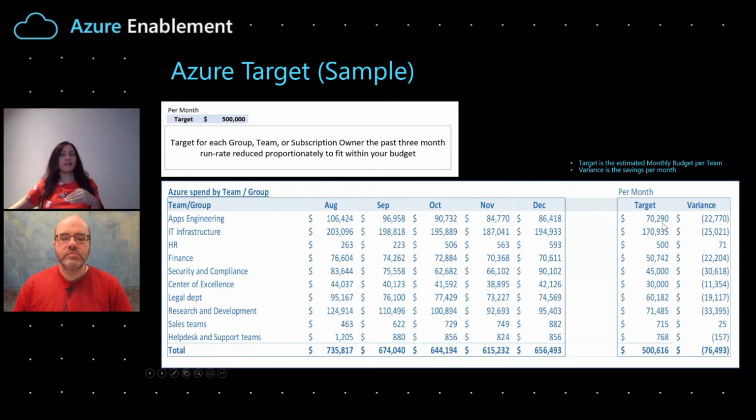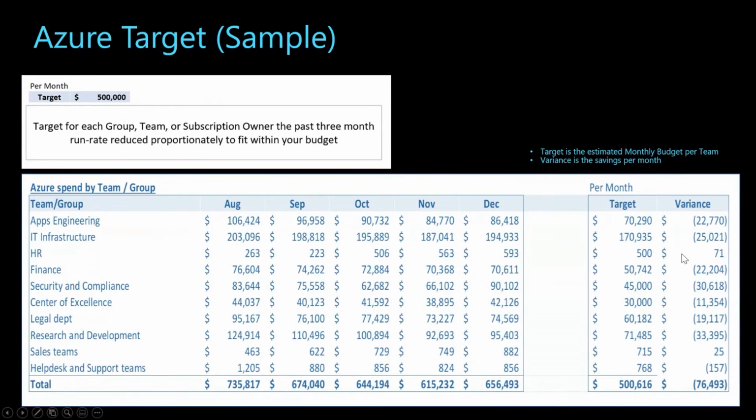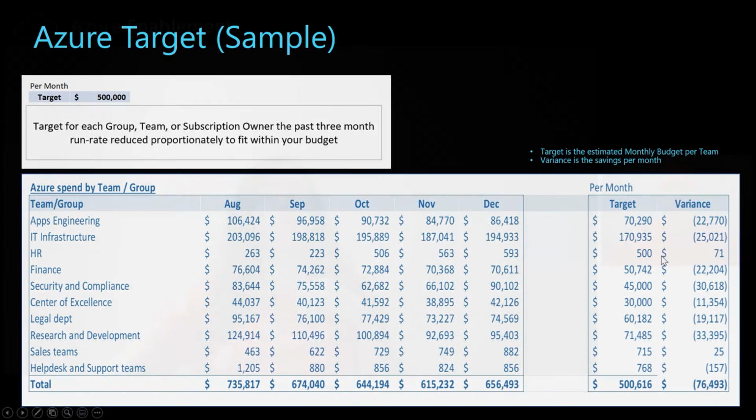You can also, within the Azure portal or through the APIs, create these targets. At the end of the targeted period, in this example about 5 months, the target was $70,000 for the apps and engineering department, and the variance at the end was they went over by $22,000. At the same time, we had HR with a budget of $500, and this was per month, and they actually went under. So this is basically representing how the target can really make you conscious of what you're spending and accountable for what you're spending.